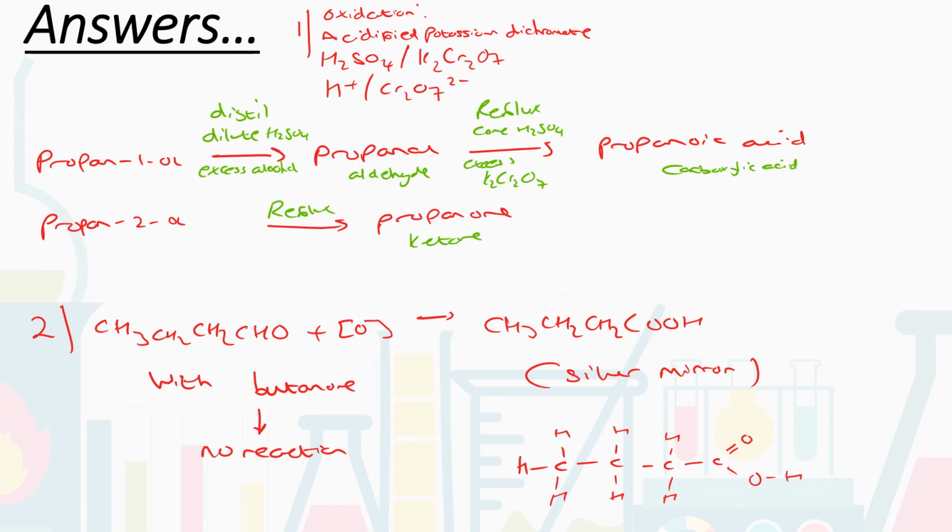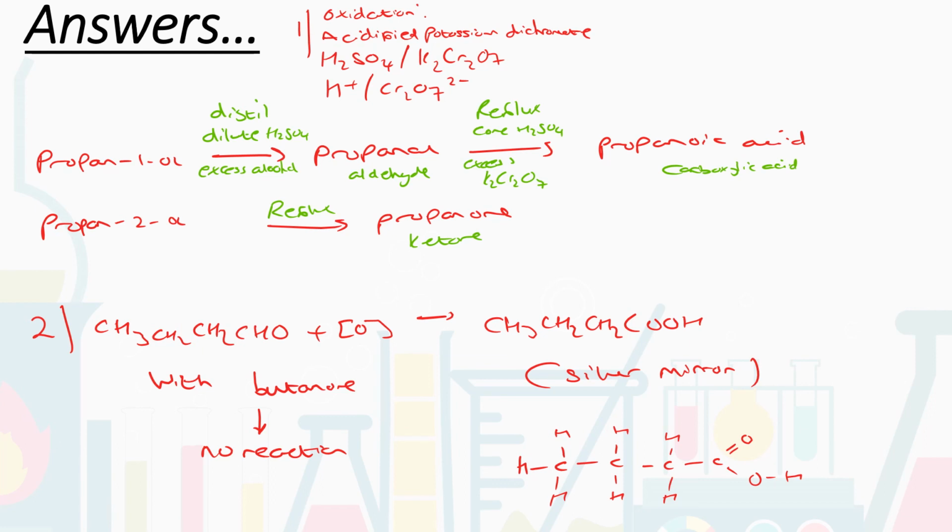We would have seen our Tollens reagent being reduced down to metallic silver. With butanone, we'd have no reaction because that is a ketone and can't be further oxidized up to the carboxylic acid.